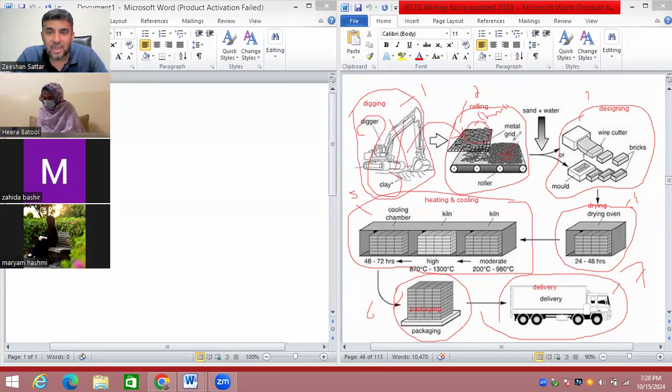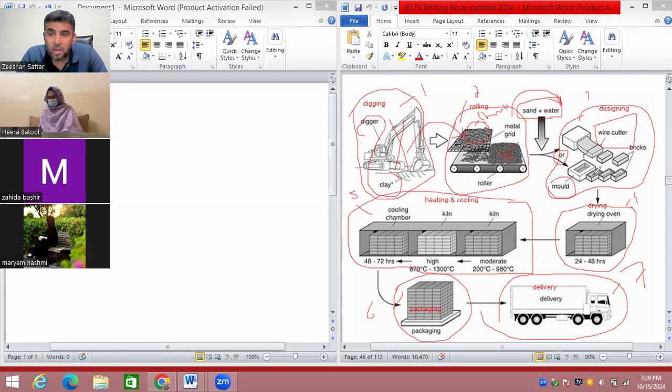Okay. And then we will connect this rolling with designing. We will tell the examiner that when we send the mud to the designing stage, sand and water will be added thereinto. Once we reach the designing stage, the bricks are being made by the use of wire cutter, or here is the word or. Or means opposite to this one. Wire cutter or mold. When there is a word or between two options, that means the examiner wants us to listen to a word or wants us to write the word either. When he gives the word or between two things, it means he wants us to write either this one or that one.